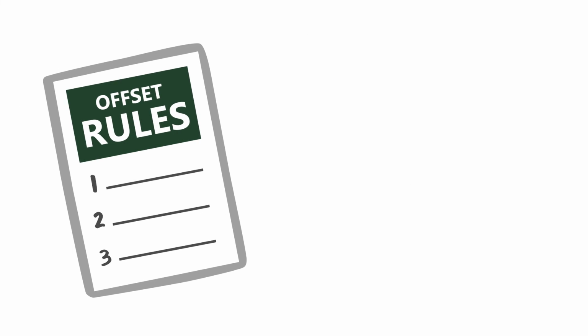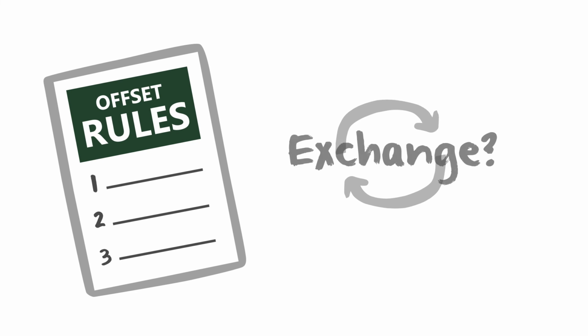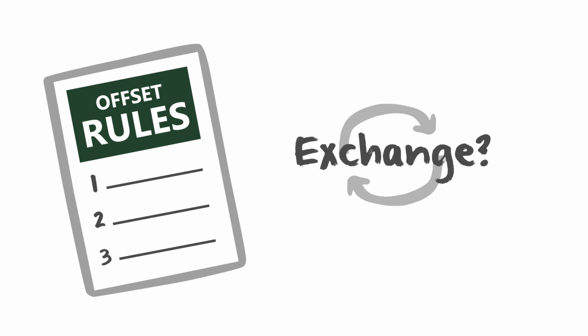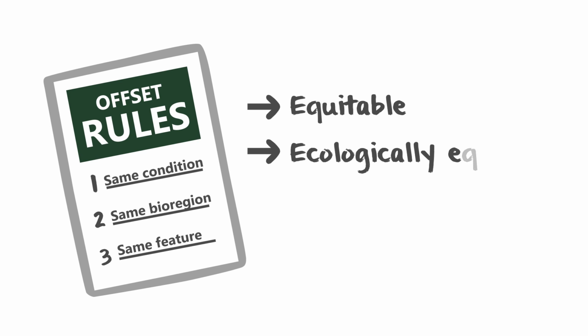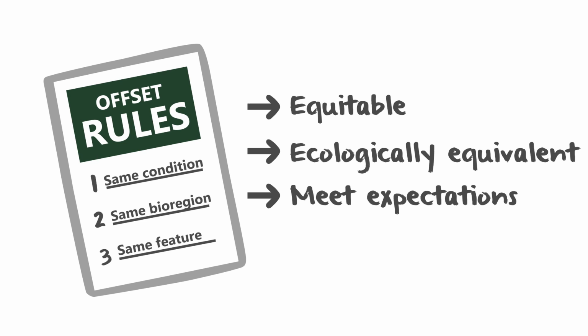In summary, trading rules determine what types of exchanges are acceptable. Rules include things like the condition of the offset site must be at least as high as the impact site. Offsets need to be within the same bioregion as the development site. And gains have to be for the same biodiversity feature as was impacted by the development. The rules that the decision maker sets when determining an offset or an offset policy can be valuable ways to ensure offsets are equitable, ecologically equivalent, and in line with community expectations.